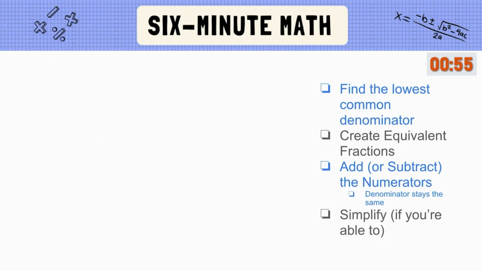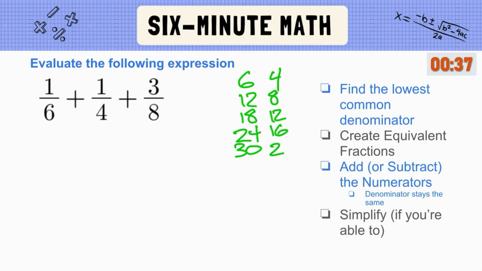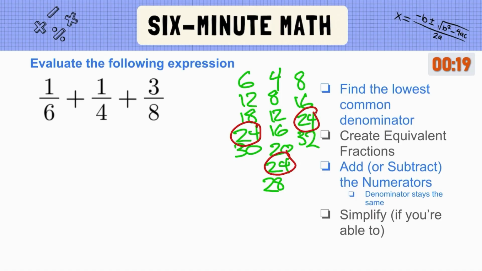How about one last example here with 3 fractions? In this case, I'm going to skip count. 6, 12, 18, 24, 30. I have 4, 8, 12, 16, 20, 24, 28, and 8, 16, 24, 32. At this point, I can see that 24 will be my lowest common denominator for all of these fractions.